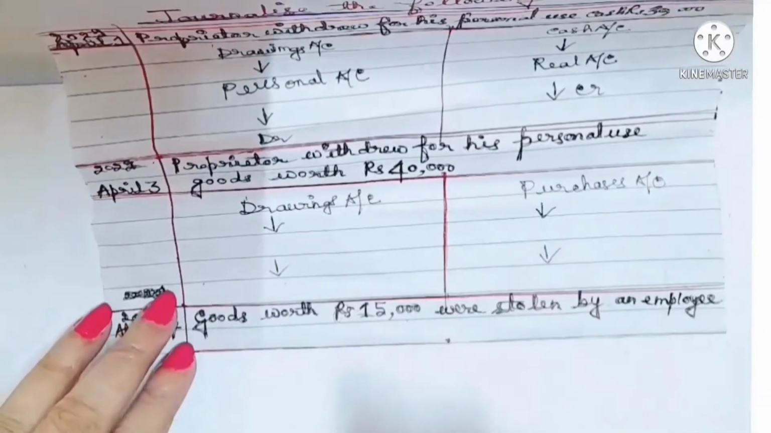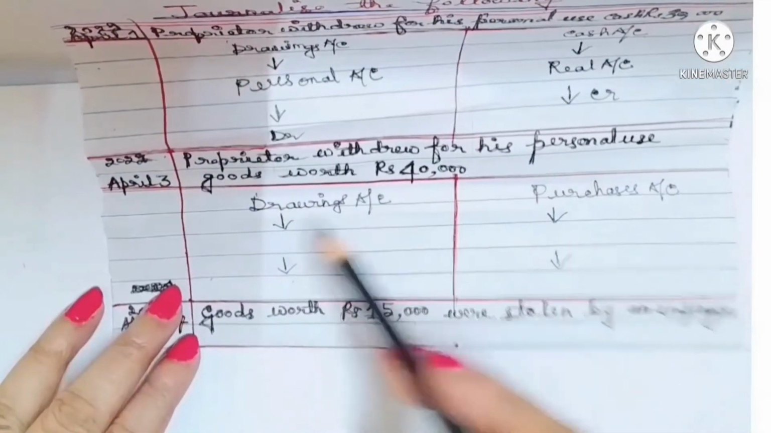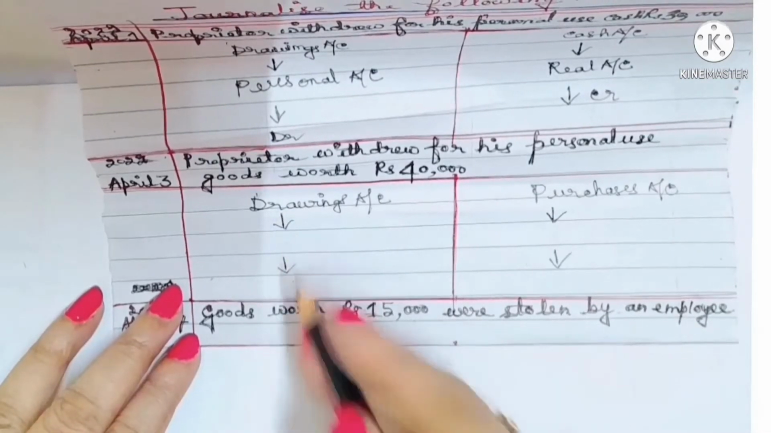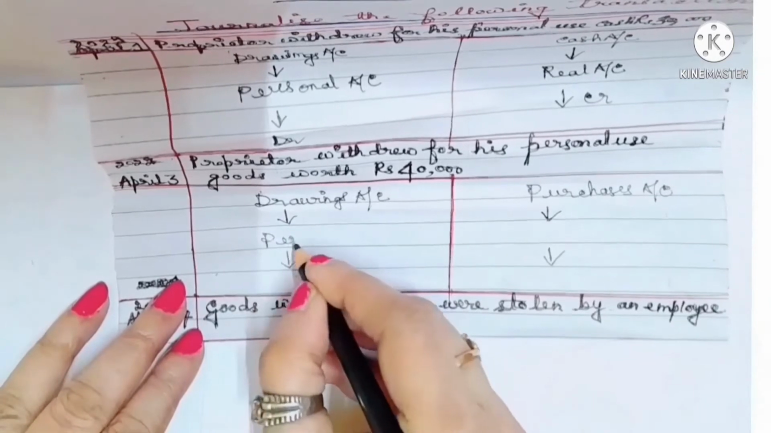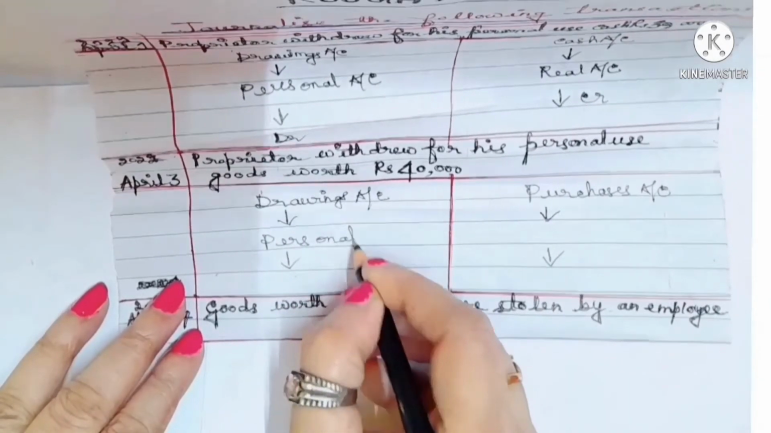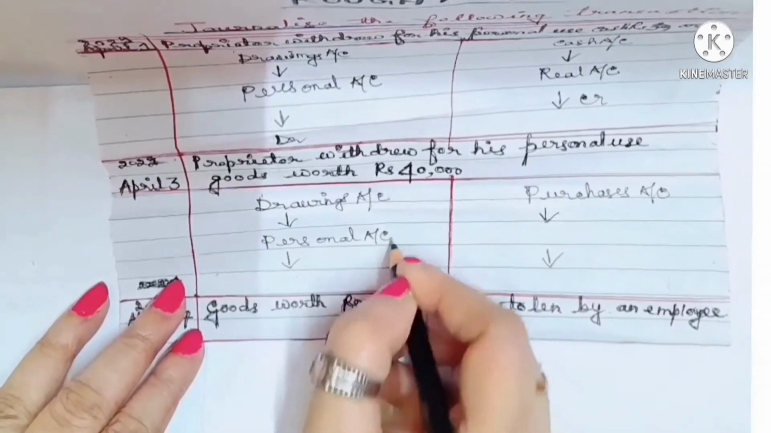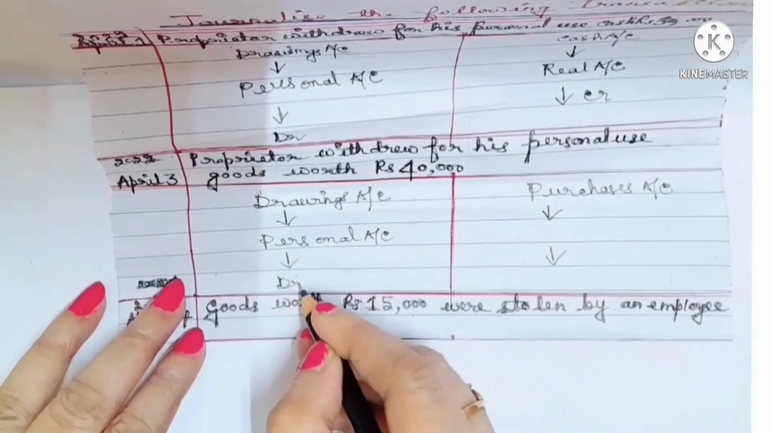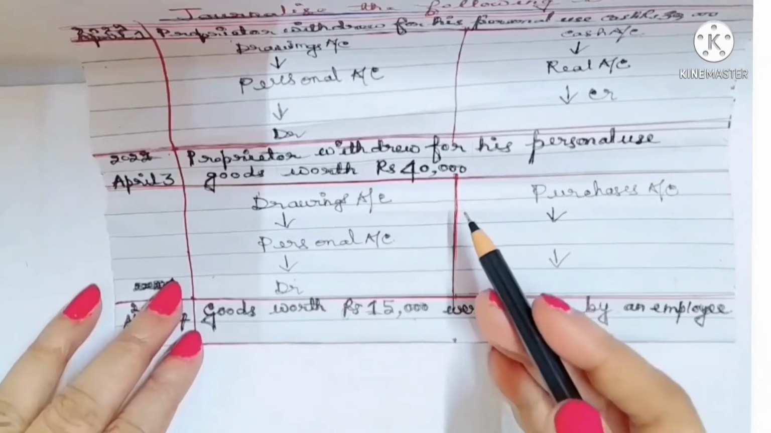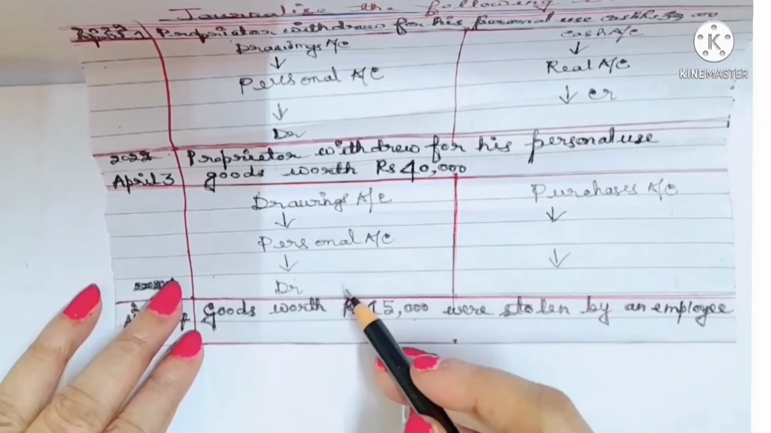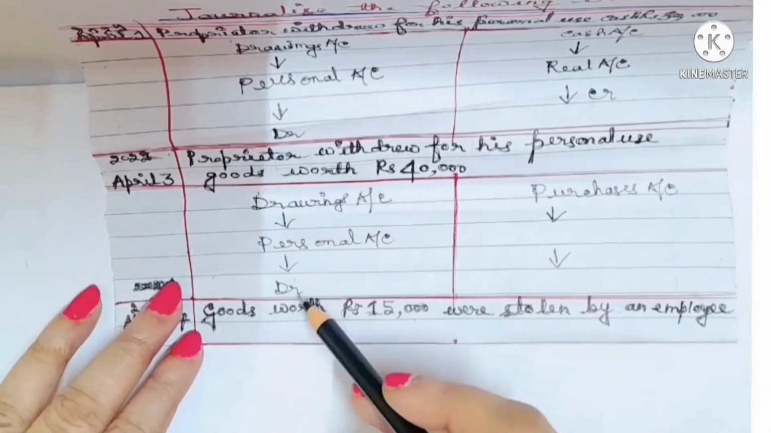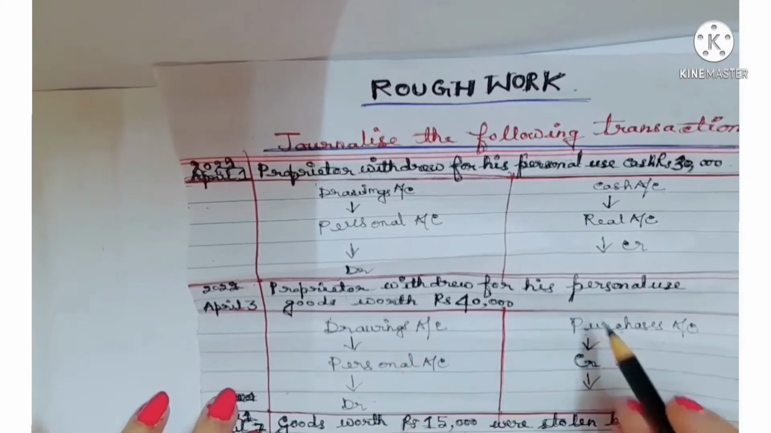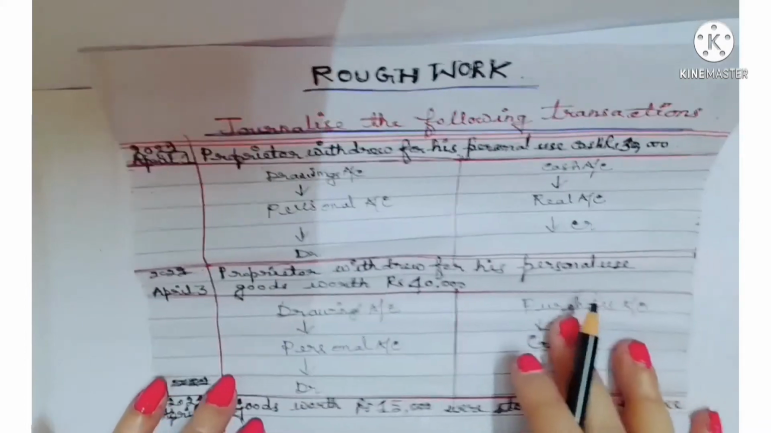When the proprietor withdraws goods for his personal use, he is the receiver of goods. So it falls under personal account, and according to personal account, the receiver of the benefit is debit. So drawings should be debited. The first one is drawings account and the second one is purchases account.